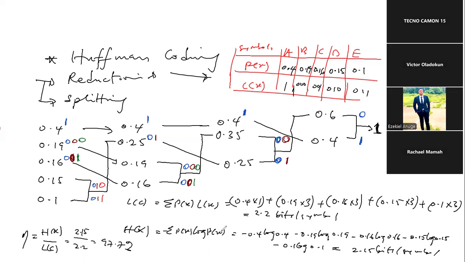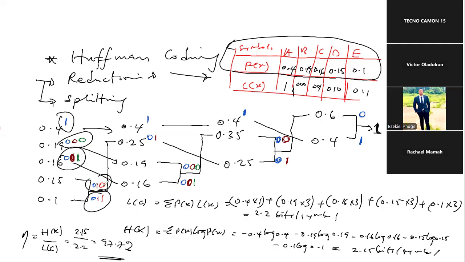So now let us try Elias code or Shannon-Fano code to see if we will achieve up to this. But based on the symbols and the probability of occurrences, we've been able to use the Huffman code to generate the code word for each symbol. Is that clear? Yes, sir.